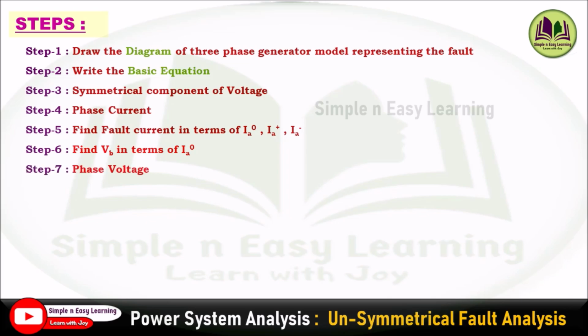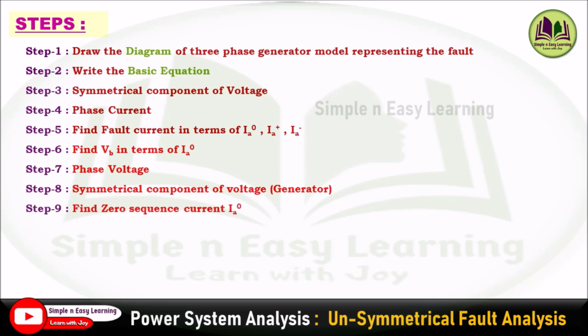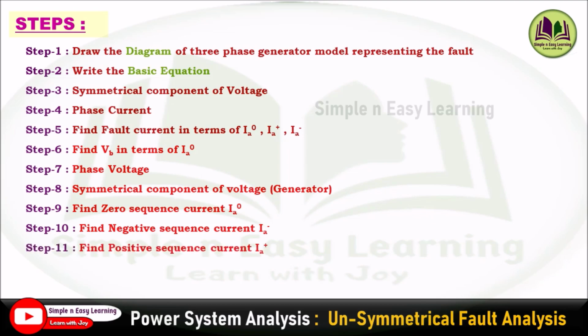Then step 7, consider the phase voltage equation. Step 8, consider symmetrical component of voltage derived from the sequence network of generator. And step 9, find the zero sequence current IA0. Step 10, find negative sequence current IA minus. And step 11, find positive sequence current IA plus. Step 12, find the fault current IF. And finally, in step 13, draw the complete sequence network.